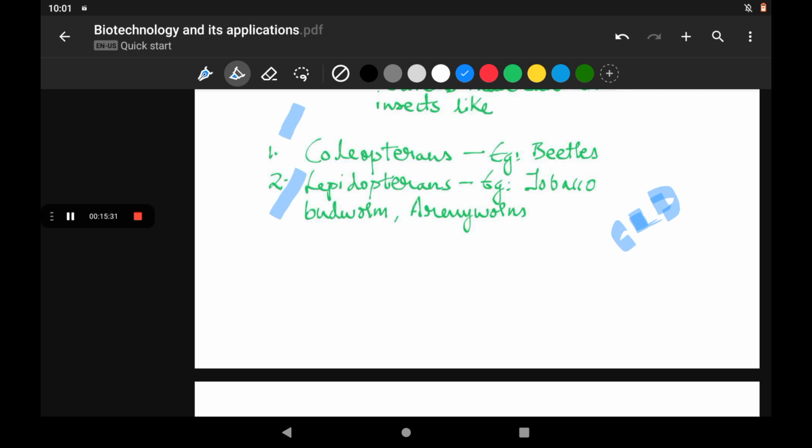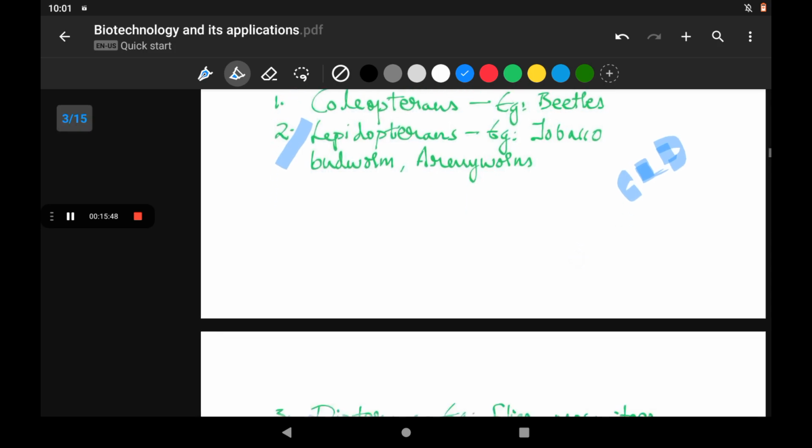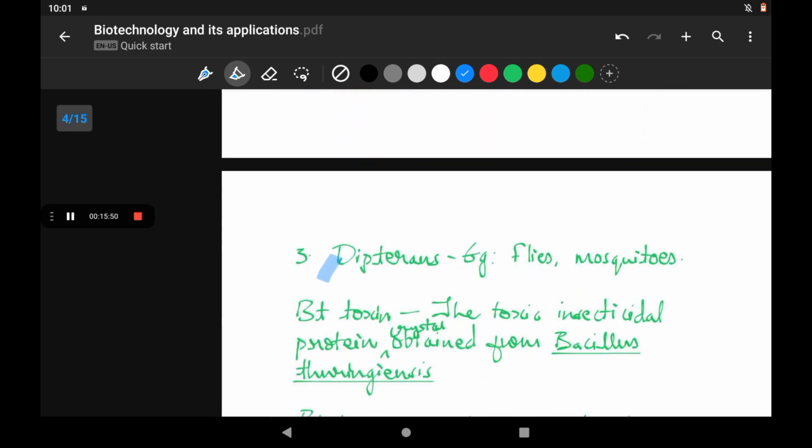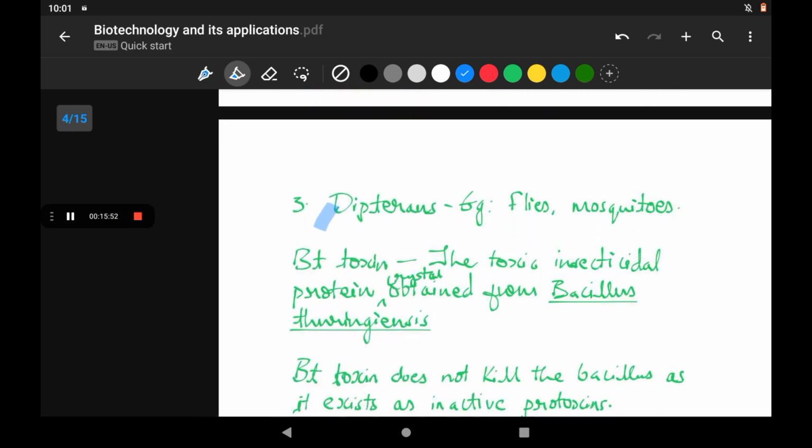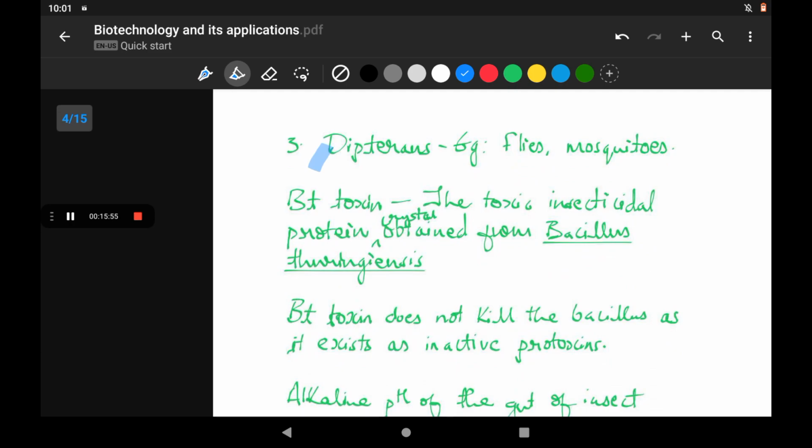They can ask it as match the following. In column 1, you can have the coleopterans, the group name of the insects. In column 2, they can ask you for the appropriate examples. So you should remember it. When you are reading the paragraph itself, you should understand that they can frame it as match the following questions.